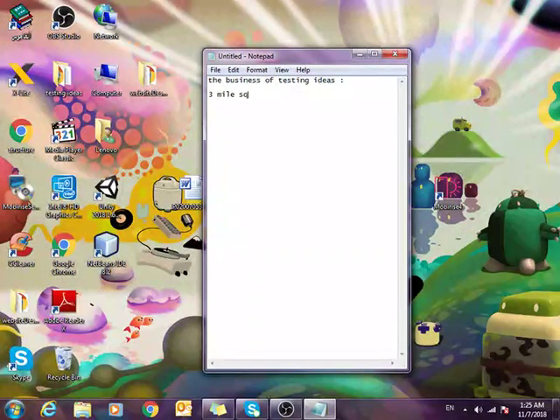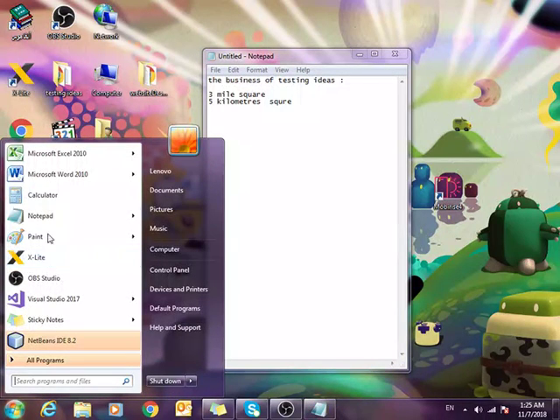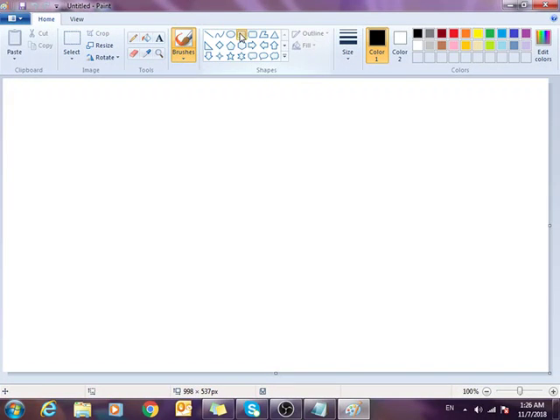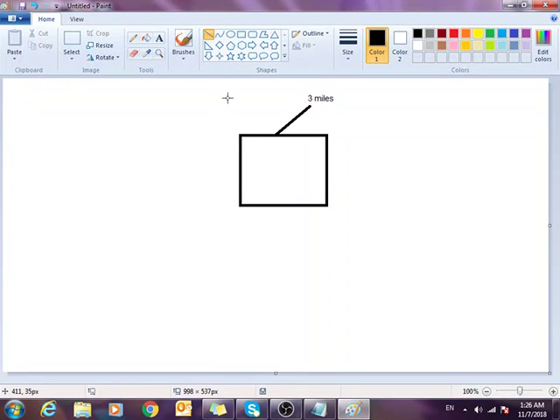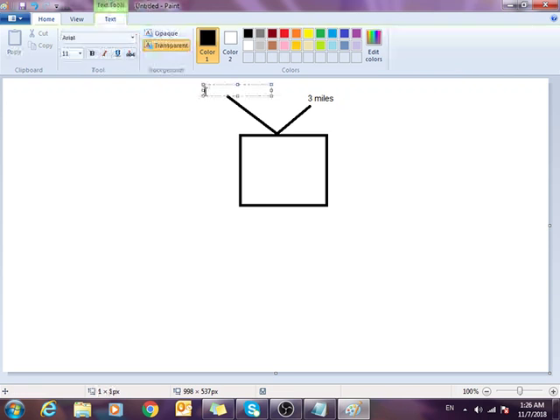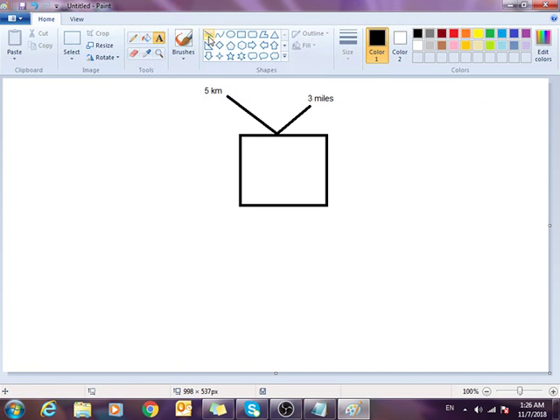3 mile square. This is done in the United States. In England, it's 5 kilometers. If you use kilometers or miles, it's up to you. The idea here is you get a square. Let me draw that. Here's the square. Is this a square? Yes. This should be equal to 3 miles, and this should be equal to 5 kilometers.